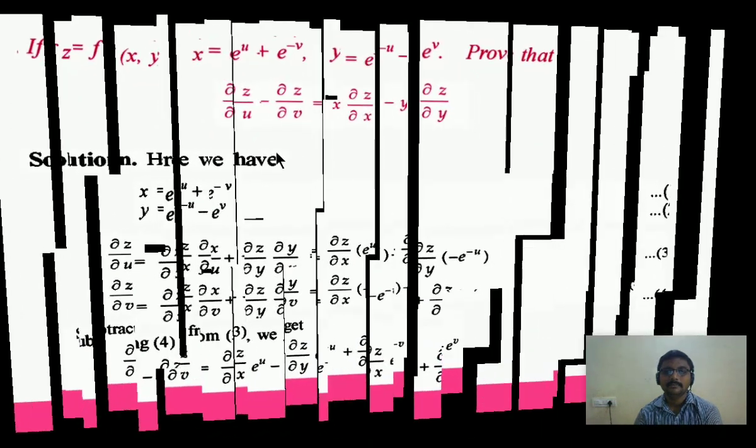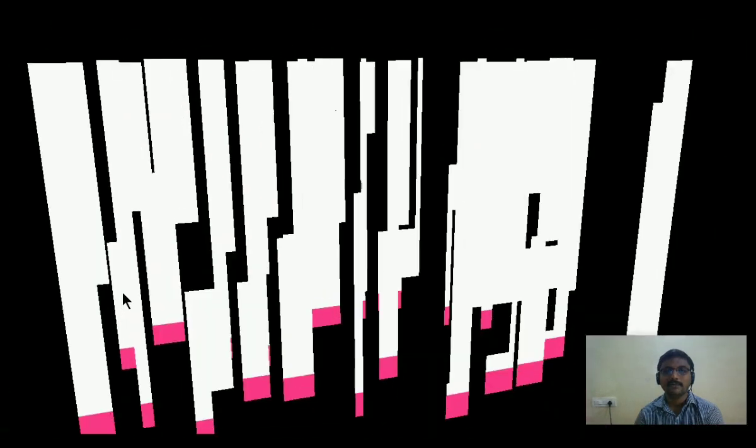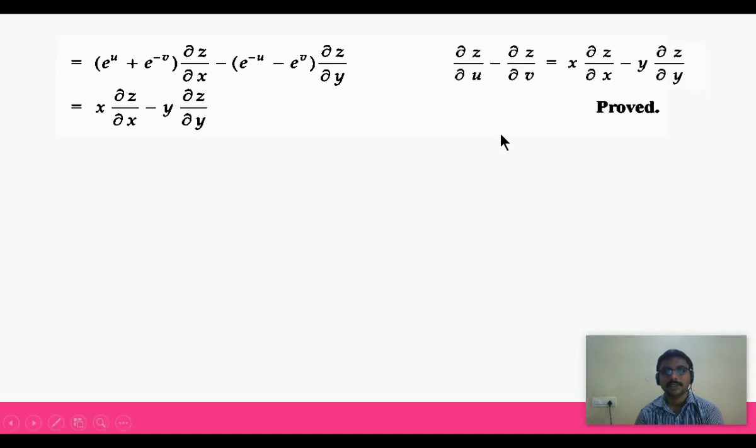Once again, given that x, y are in terms of u, v, that means the variables are changed here in terms of u, v. We have to obtain the partial derivatives of z with respect to u and z with respect to v, and just subtract. To compute these partial derivatives, we have to use the chain rule. Just subtracting, simplifying, and substituting the given values, we will get the required statement. Hence proved.